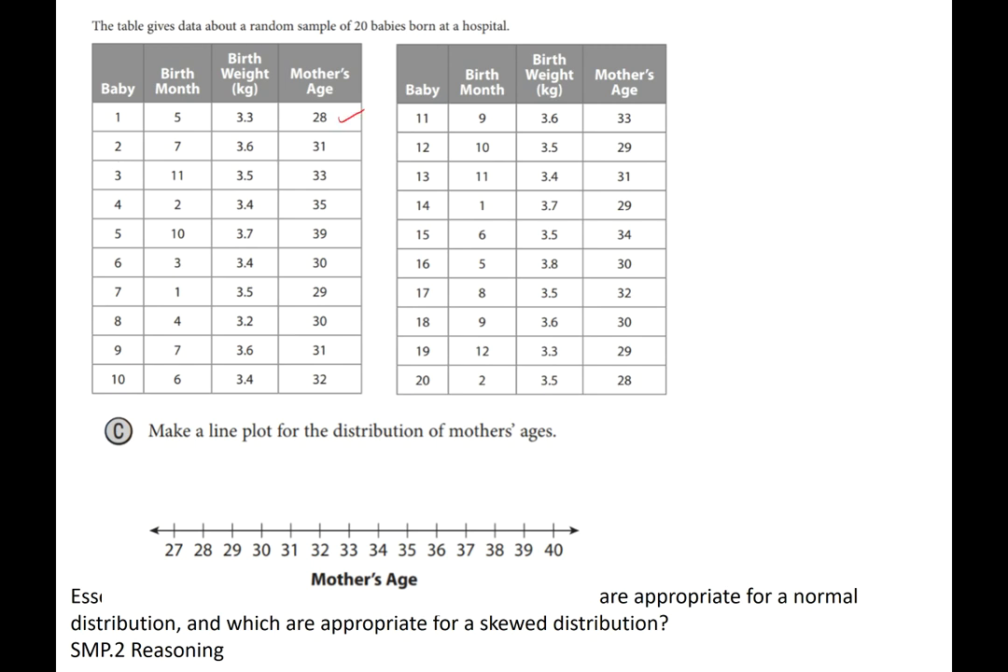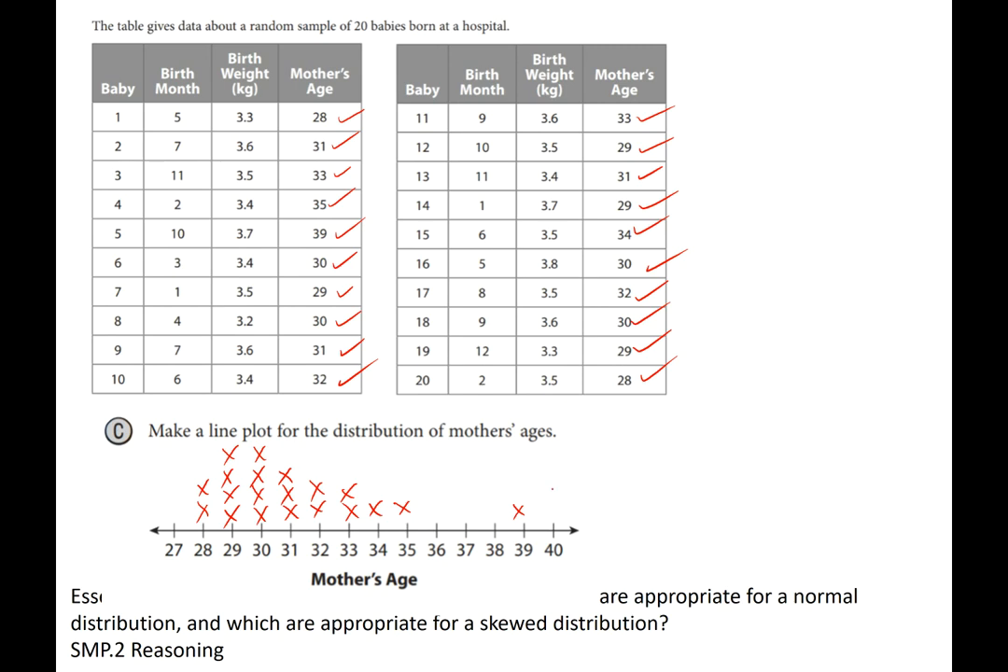Okay, so the first one is 28, 31, 33, 35, 39, 30, 29, 30, 31, 32, 33, 29, 31, 29, 34, 30, 32, 30, 29, 28. And again, this one looks like it's all gathered down at this end.